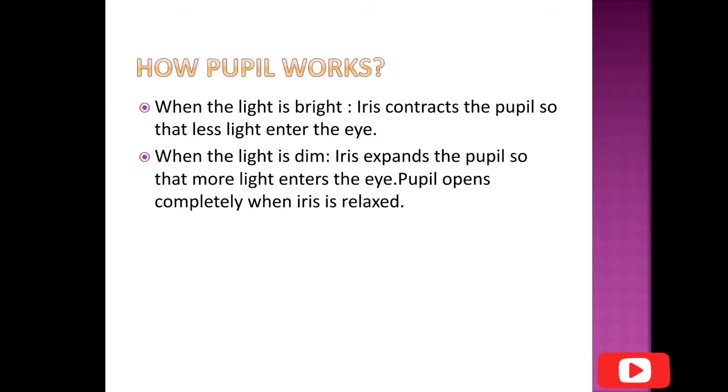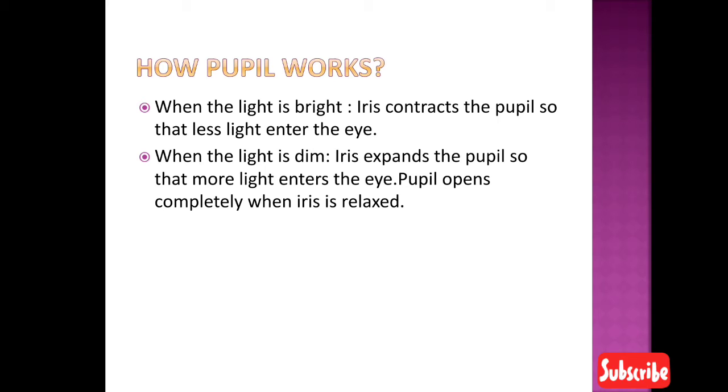Now let us see how the pupil works. Let us take one example. You would have observed that when you come out of the cinema hall after watching a movie, in the bright sunlight your eyes get closed, right? And when you enter the hall from the bright light, you won't be able to see, and after some time you are able to see.